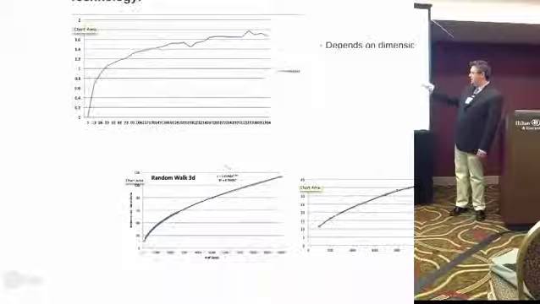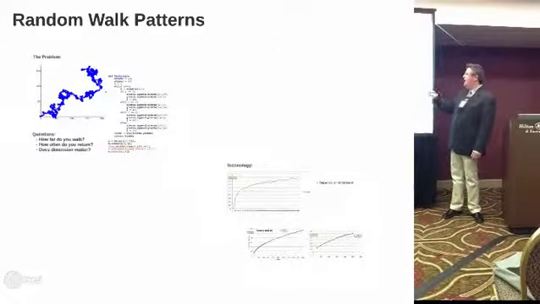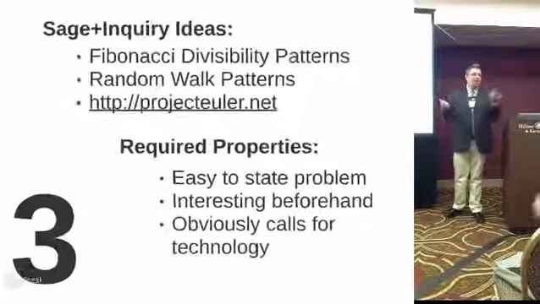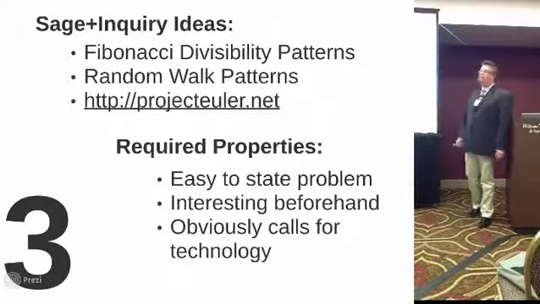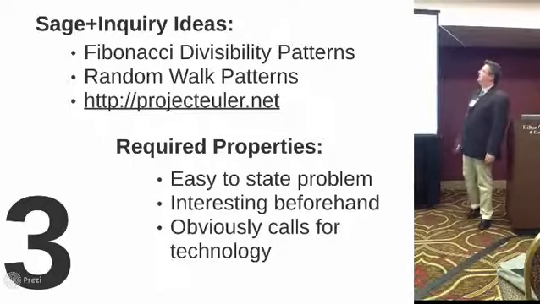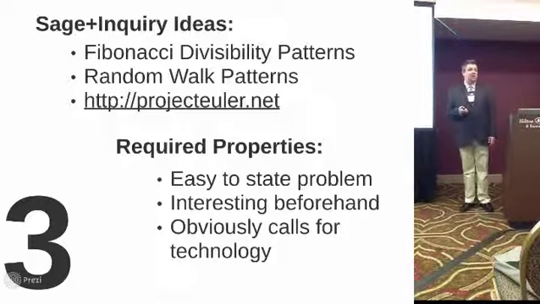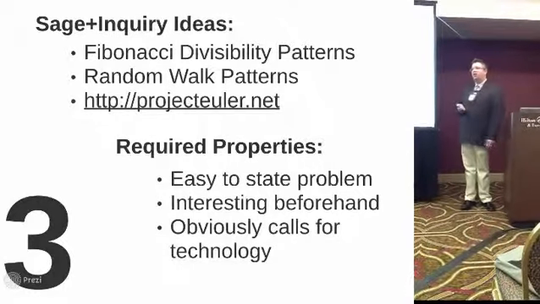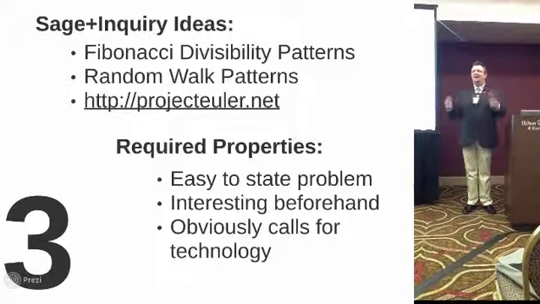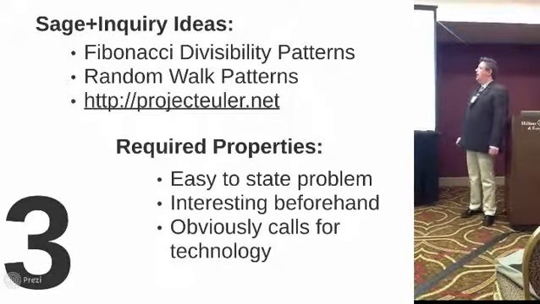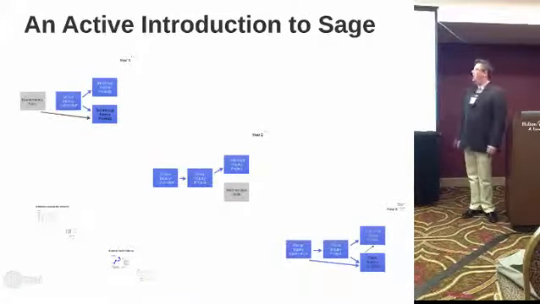So I think we needed easy to state problems, because they were very low overhead at the beginning, and interesting beforehand. They wanted to know, what does happen in the drunkard's walk? And they called out for the technology. So in addition to the two ideas that I shared with you, many people suggested that I look at projecteuler.net, which has a lot of other low entry point but technology connected problems. And so that is eventually what I did to teach my students a little bit of Sage.